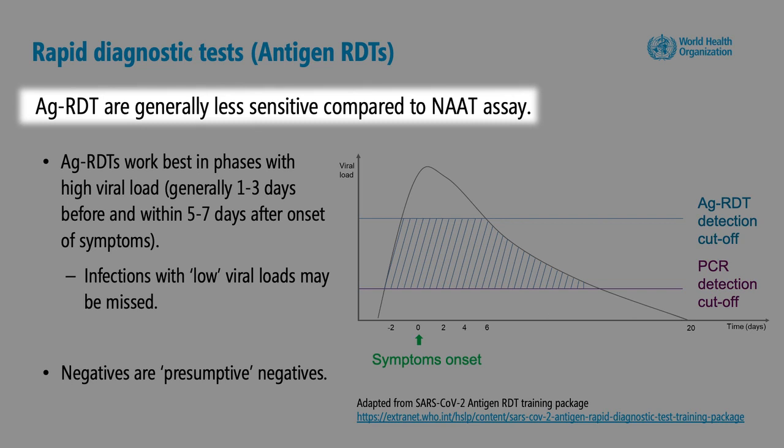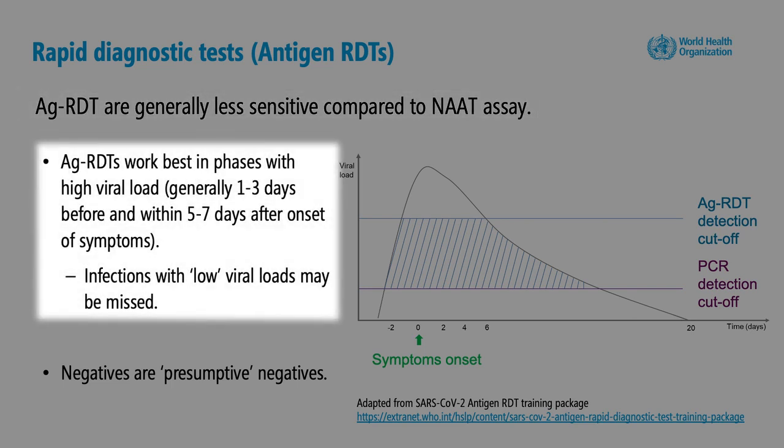Remember the definition of sensitivity. Sensitivity refers to the percentage of SARS-CoV-2 infected patients who are correctly identified as having SARS-CoV-2 infection. Thus, low sensitivity means there are generally higher false negative results. Antigen RDTs work best in phases with high viral load, which is generally 1 to 3 days before and within the 5-7 days after onset of symptoms. Infections with low viral loads may be missed.